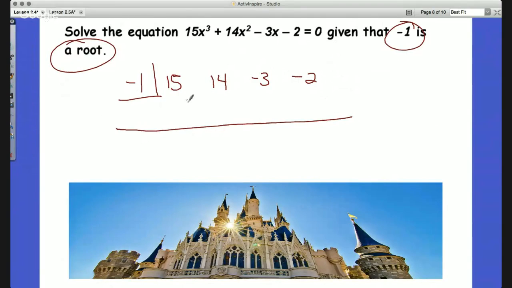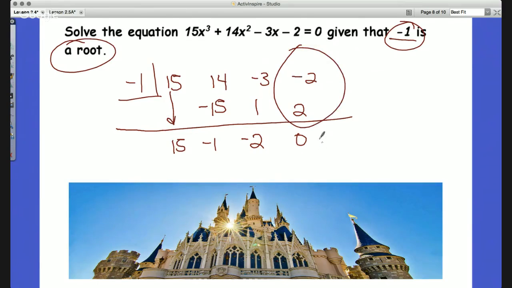Well, once I get from here, if I'm trying to solve this equation and I know -1 is a solution, I bring down the 15, then I multiply. 15 times -1 is -15. 14 minus 15 is -1. -1 times -1 is 1. 1 minus 3 is -2. And -2 times -1 is +2, to where this would be 0.